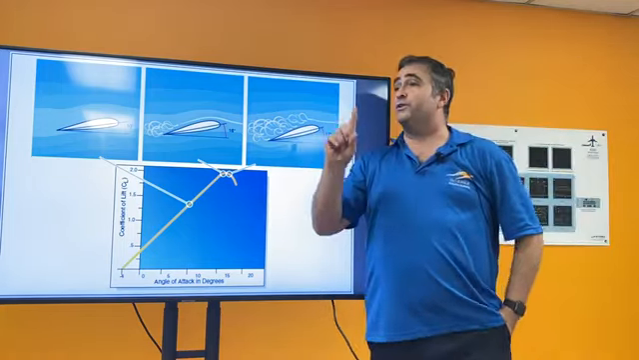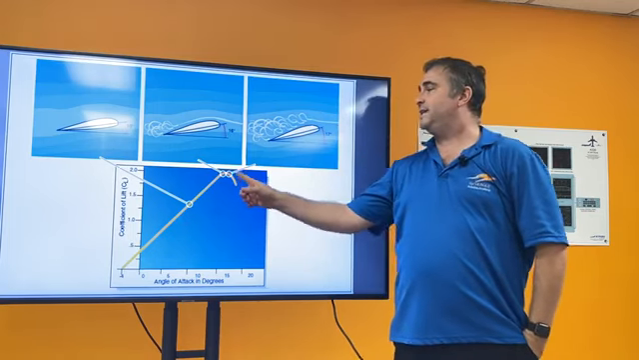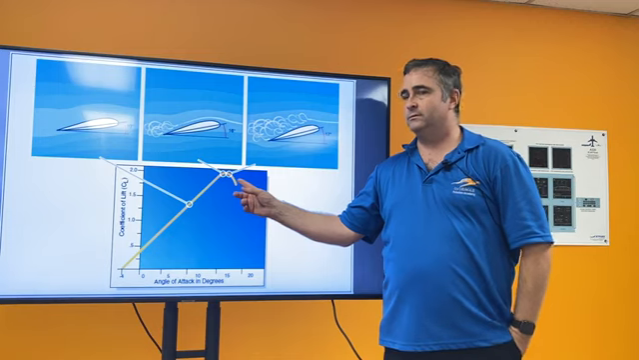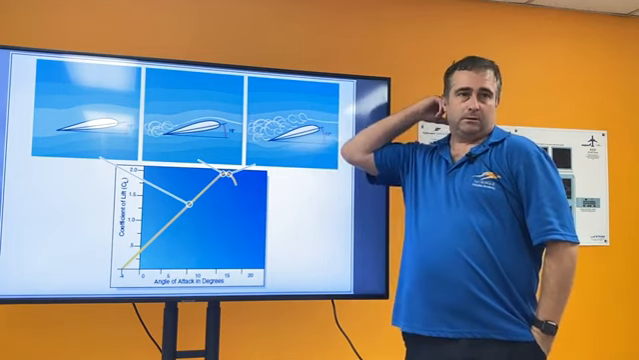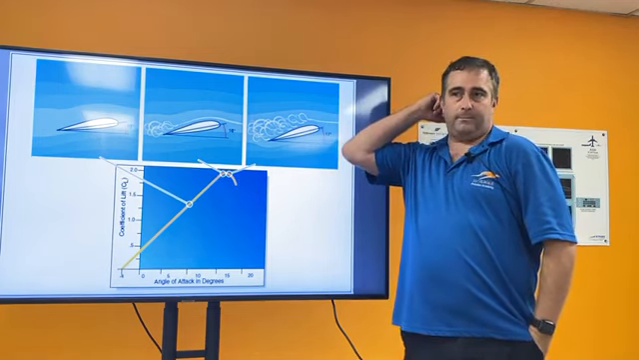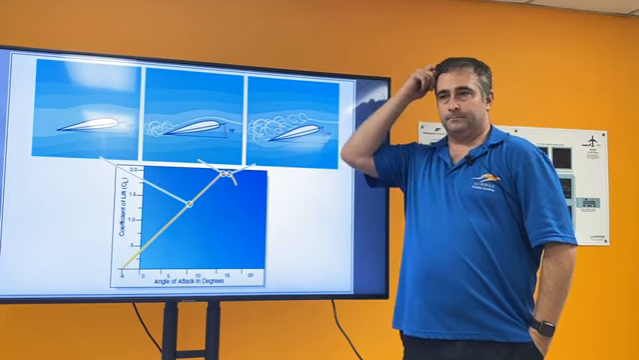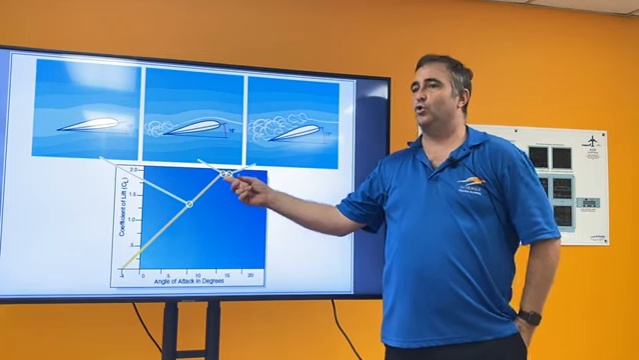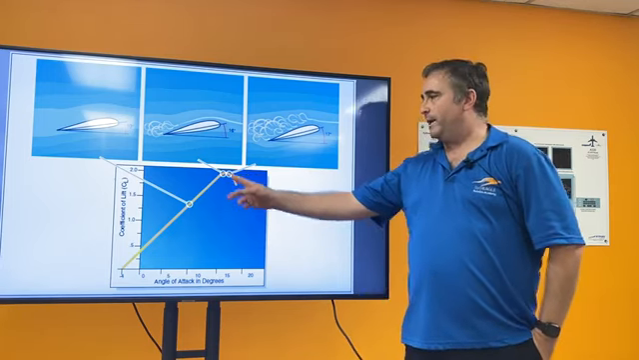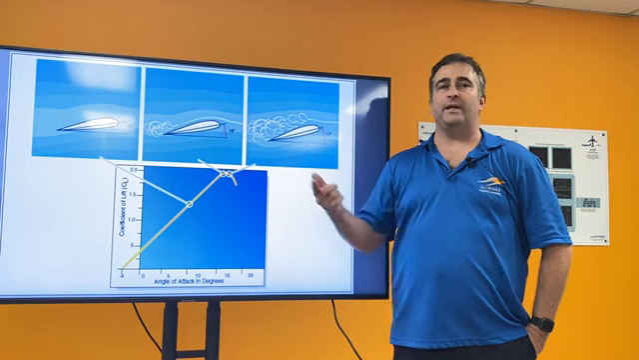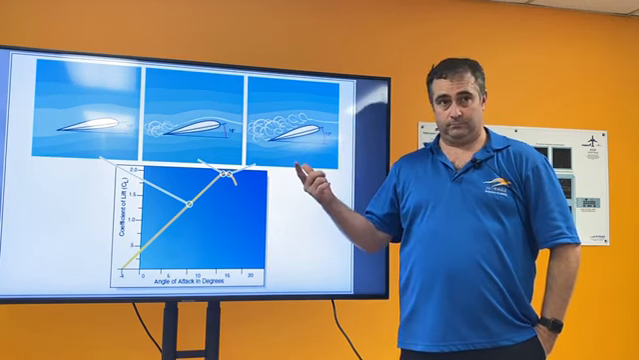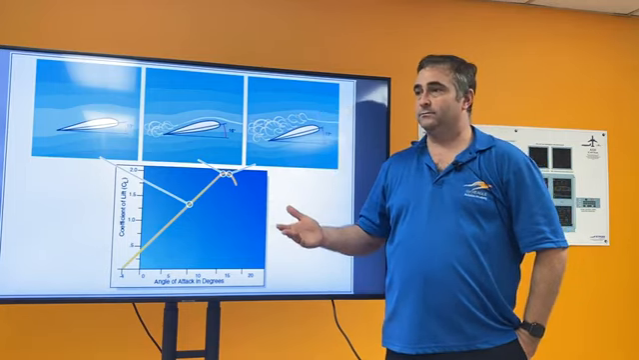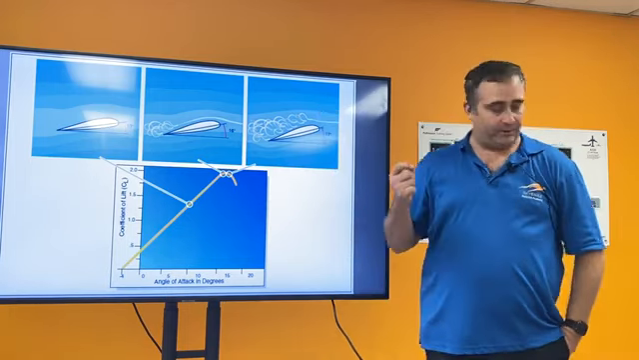Okay, in order to stall an airplane, I'm going to exceed this. What is this called again? Yes, this is the critical angle. Critical angle of attack. To recover from that stall, what do I do? Decrease the angle of attack. Okay? Remember those things. Those are important.